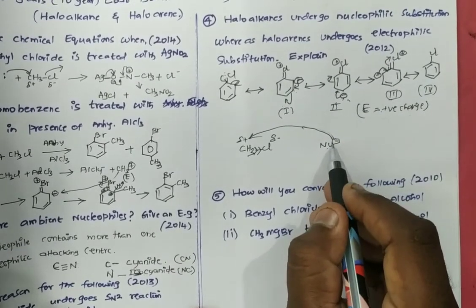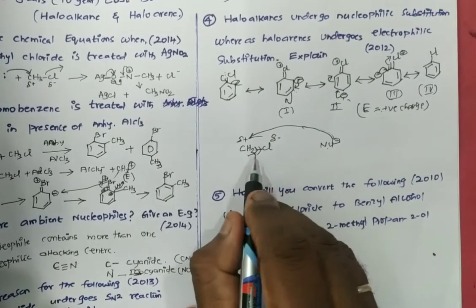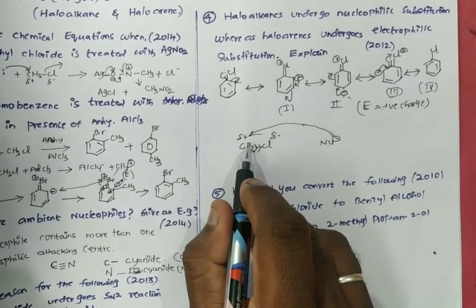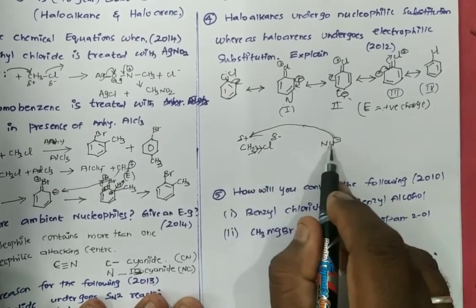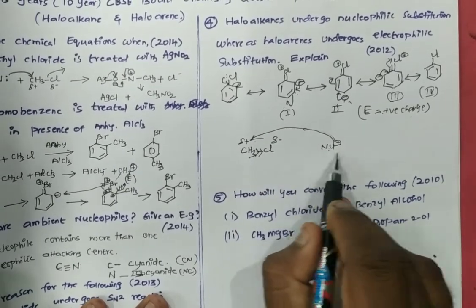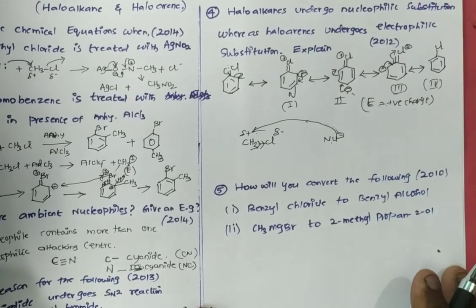But in the case of a nucleophile, in an alkyl halide, it has a positively charged carbon. That is why it is susceptible to being easily attacked by a nucleophile. That is why a nucleophilic substitution reaction will occur here.